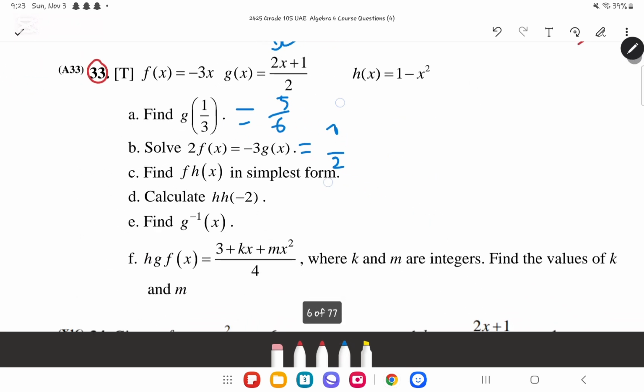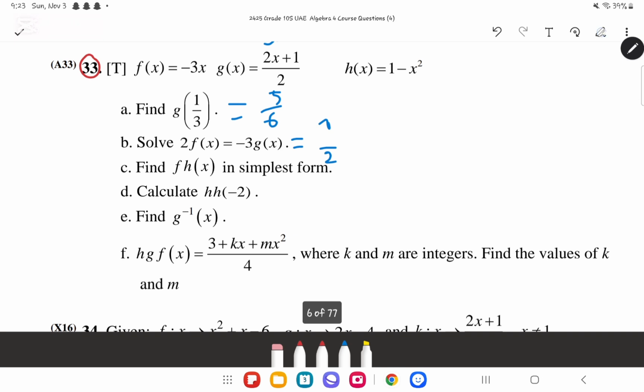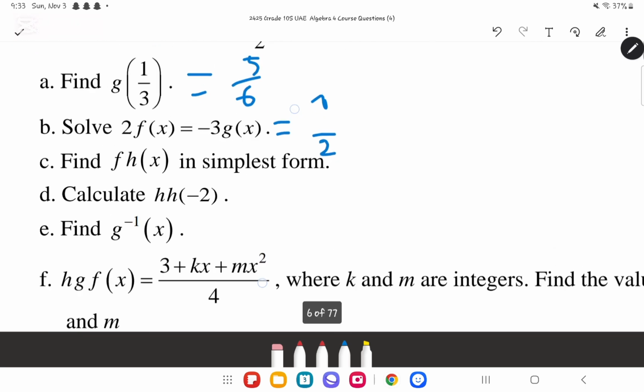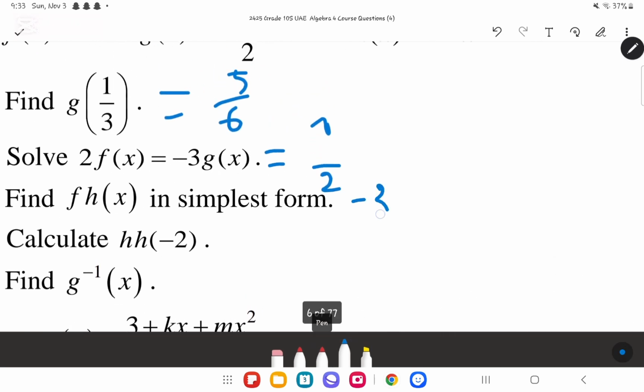Now they need f(h(x)) in simplest form. So now we need to find f(h(x)) in simplest form. Very simply, you're going to substitute h(x) into f. So it becomes minus 3 times 1 minus x squared. Sorry, no, the squared is with the x. And so then we are going to get minus 3 plus 3x to the power of 2. So our answer of f(h(x)) is minus 3 plus 3x to the power of 2.